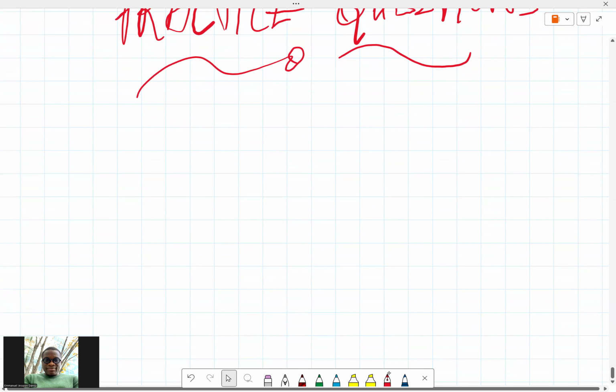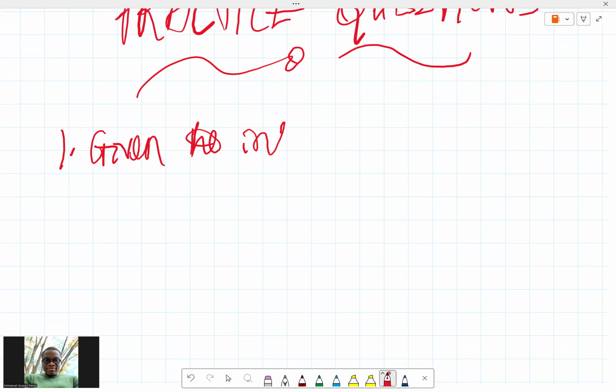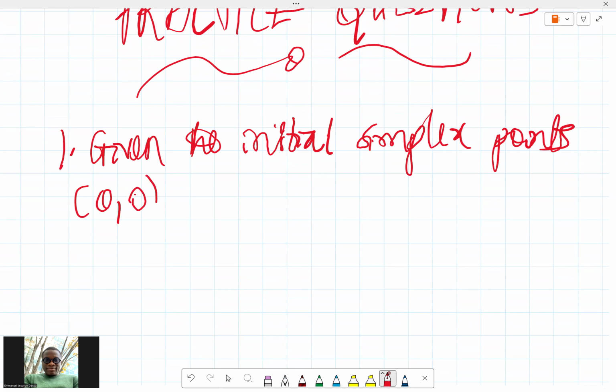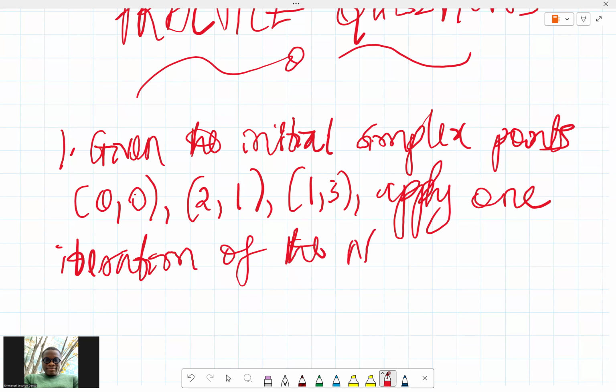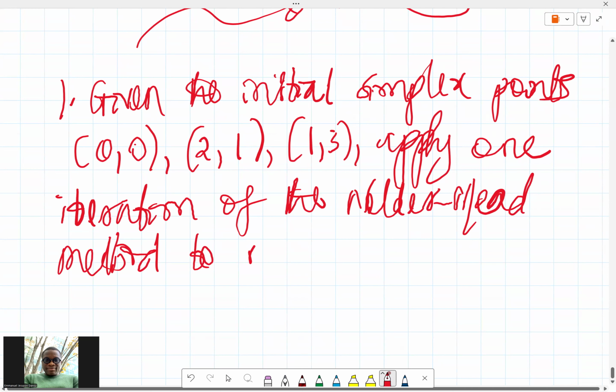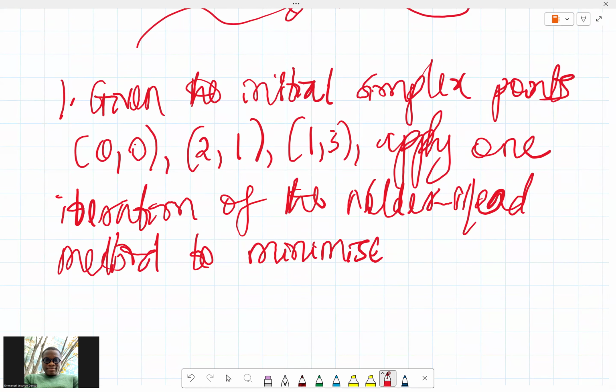Then 2, the algorithm application. 1, given the initial simplex points 0, 0, 2, 1, 1, 3, apply one iteration of the Nelder-Mead method to minimize f of x comma y equals x squared plus y squared. You can go more than one iteration actually to really test your knowledge.